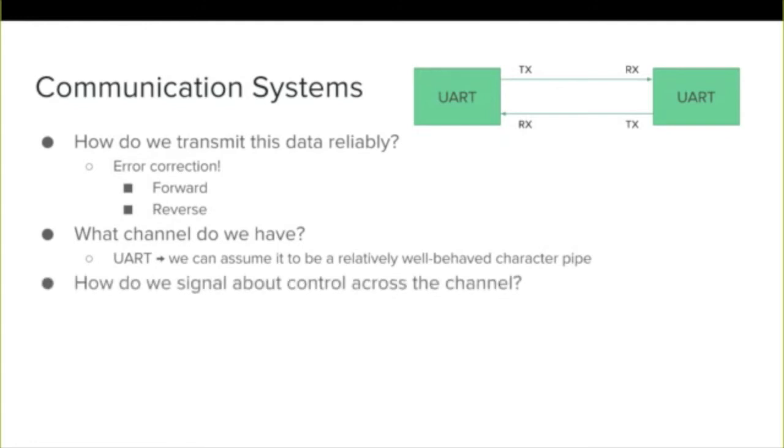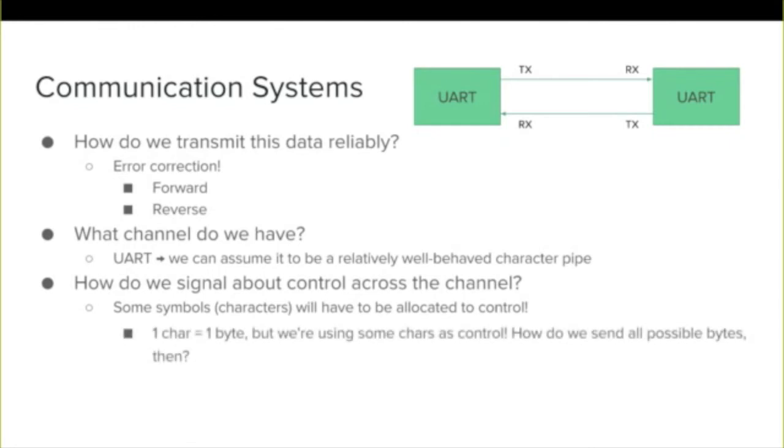And then how do we signal about control across the channel? So we have this concept of a symbol, something that represents some information, okay? Some of our alphabet of things that we can say over the channel will have to be allocated to control, and some will have to be allocated to data. So if one character is one byte, but we're using some of those bytes as control, how do we send all possible bytes, right? Because our file can still contain every possible byte. So how do we send it? Any ideas?